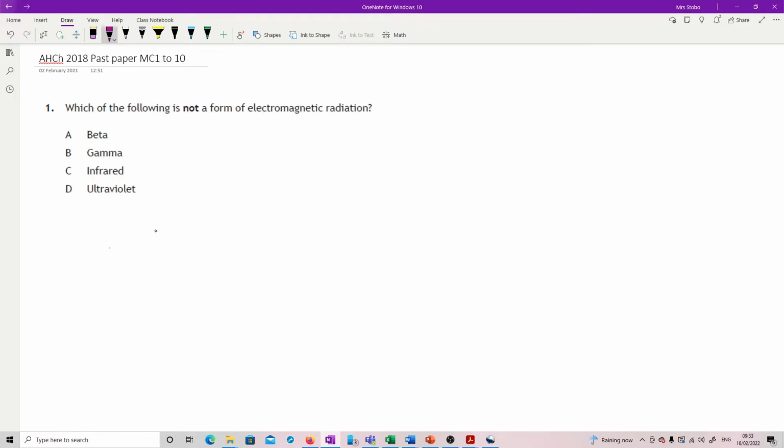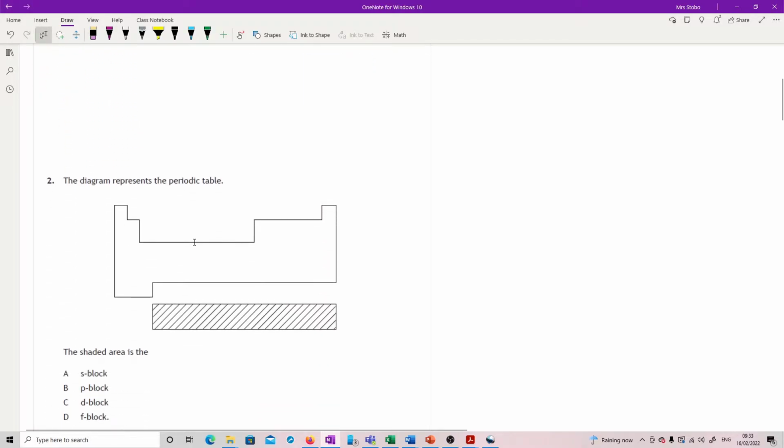The 2018 past paper. Okay, multiple choice in the 2018 past paper. Which of the following is not a form of electromagnetic radiation? This is a bit of a gift, okay? It is beta, because that's a form of nuclear radiation, and particles at that. So you should know the rest. I'm not even going to go through the electromagnetic spectrum. If you need to, go back and look.